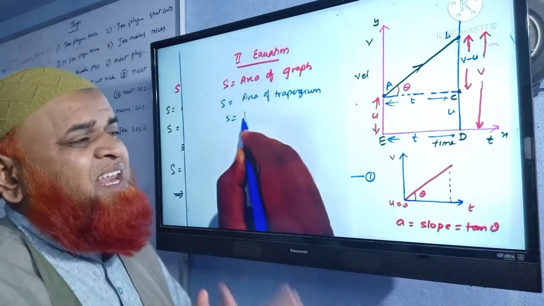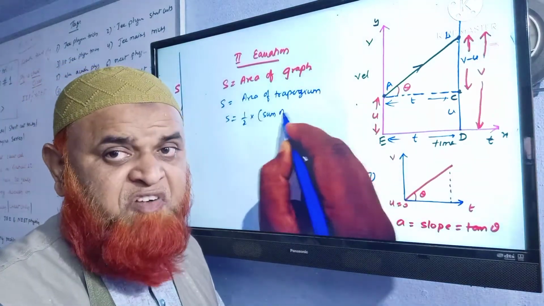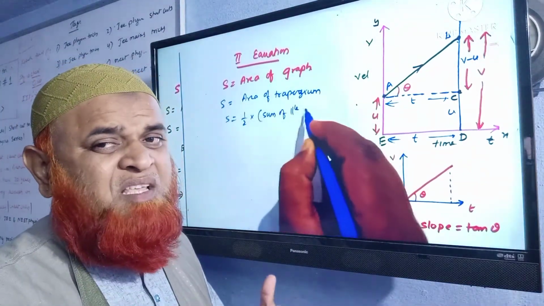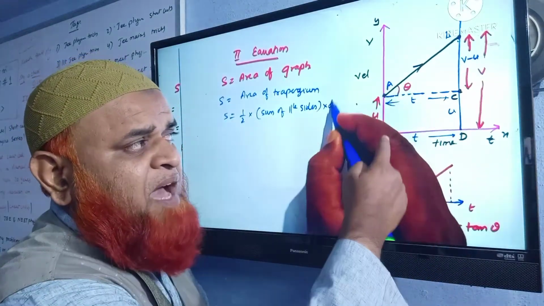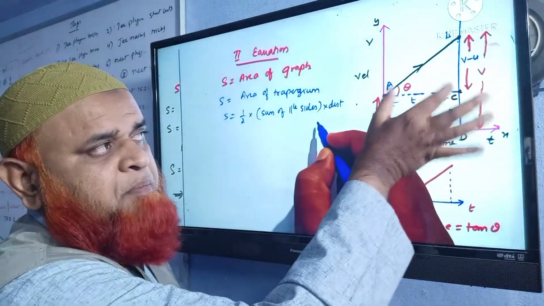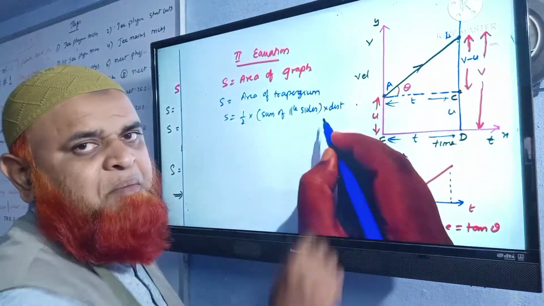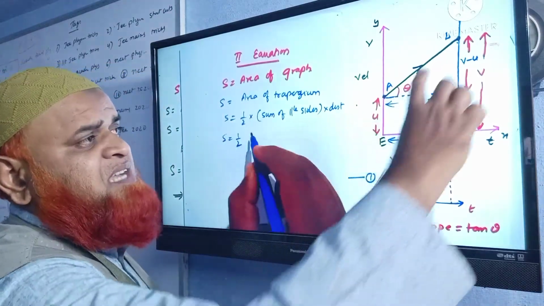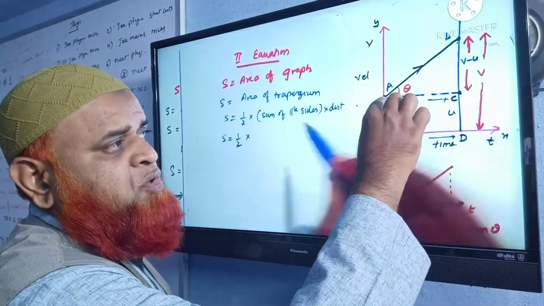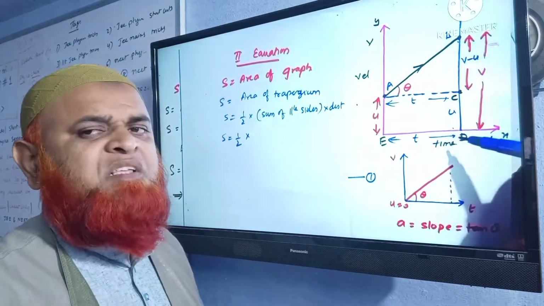So what is the area of the graph in this case? If you want to find the displacement, you need to find the area of a trapezium here. What is the formula for the area of a trapezium? Half into the sum of the parallel sides and the distance between them. The sum of the parallel sides we will write as V plus U, and the distance between them you can write as T. That's it. It's very simple.